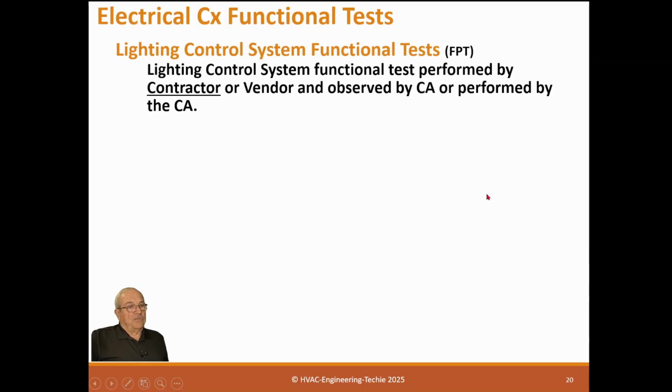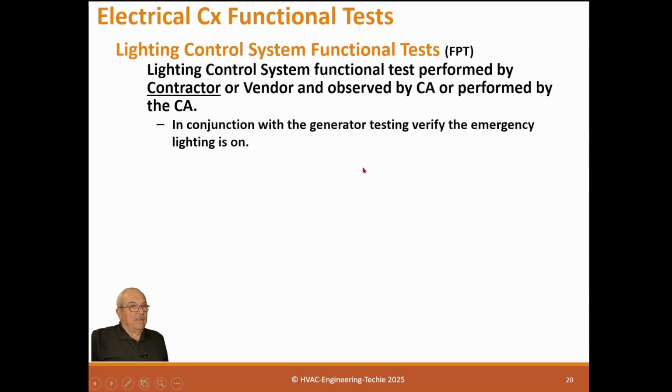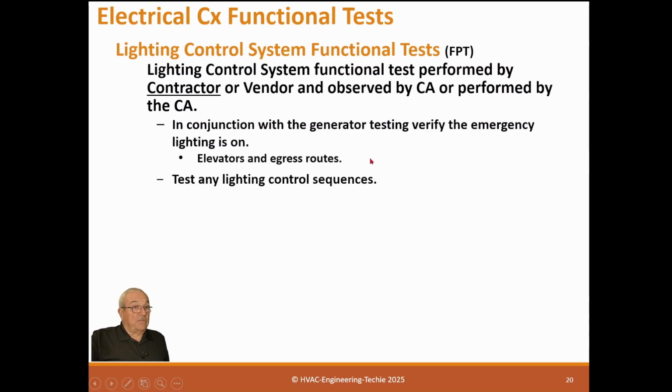Lighting control systems, basically the control system for lighting. In conjunction with the generator testing, verify the emergency lights are on. If there are emergency lights, you want to verify that in the system. Elevators and egress routes mainly. Testing lighting control sequences. Verify system reports.